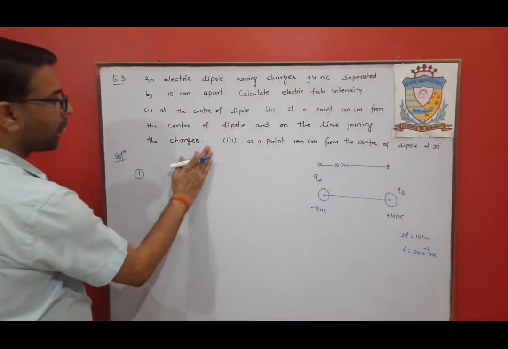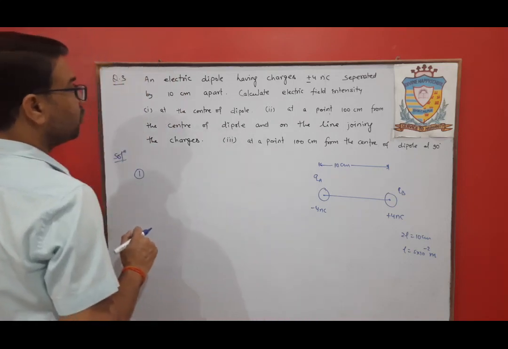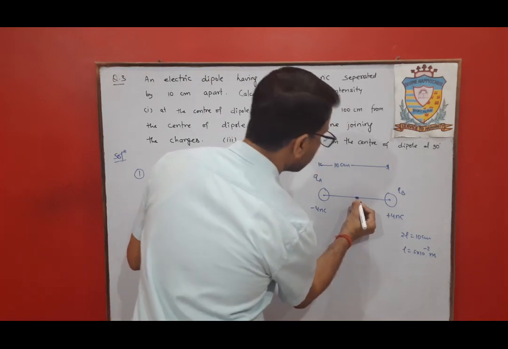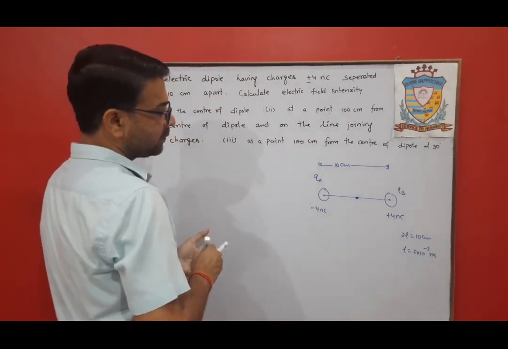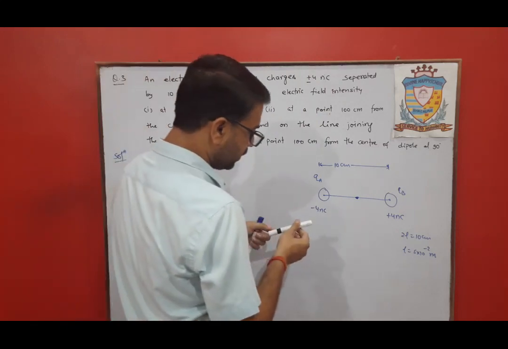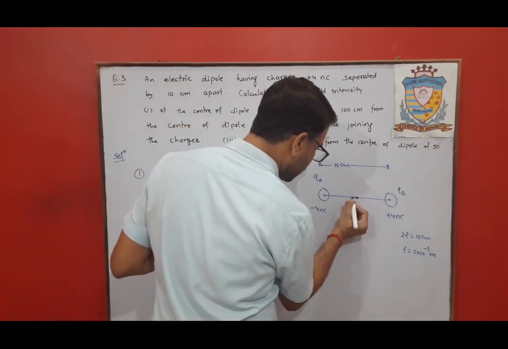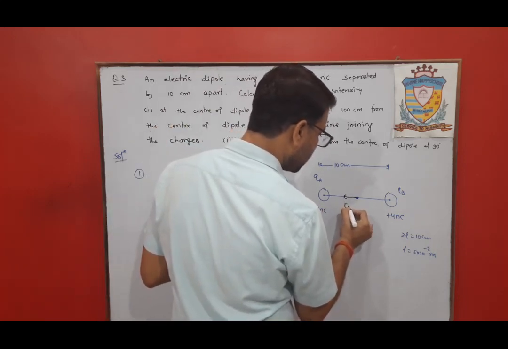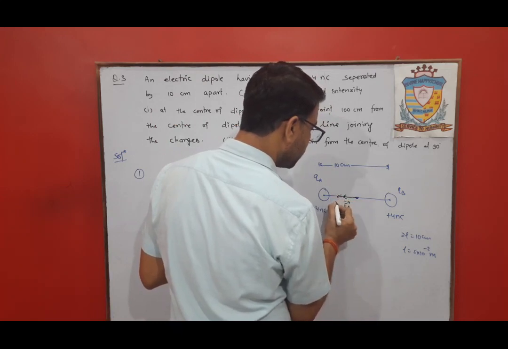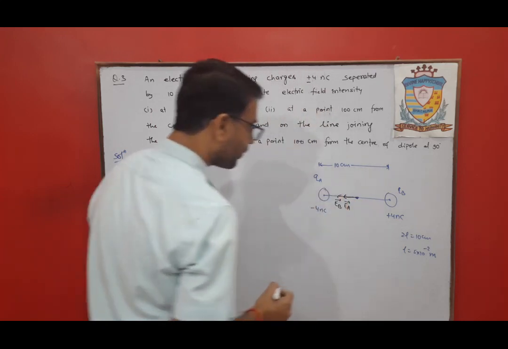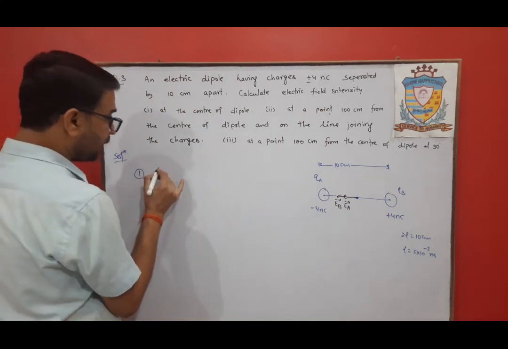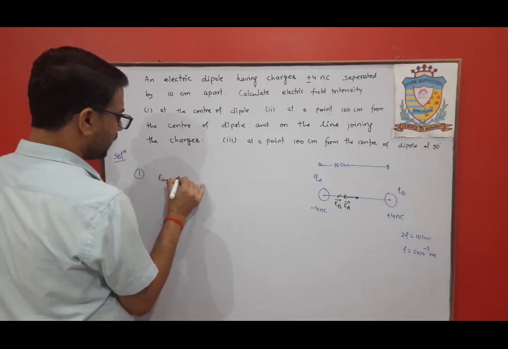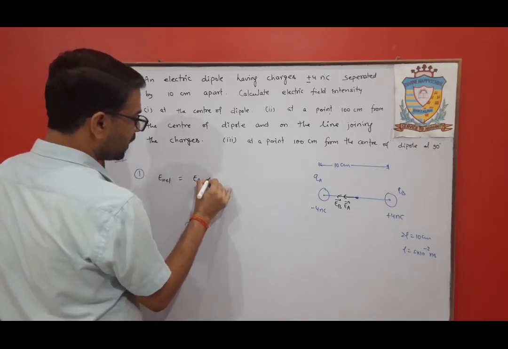Okay, now in the first part we have to calculate at the center of the dipole. That means again we have to calculate at this point. So we know that if we place a unit positive charge, this will be the direction due to A and this will be the direction due to B. So again the net electric field intensity E net is equal to EA plus EB.